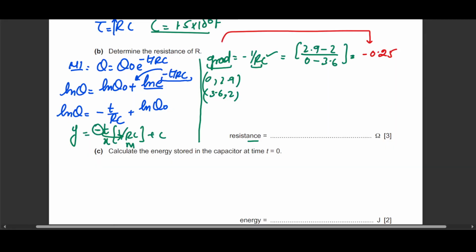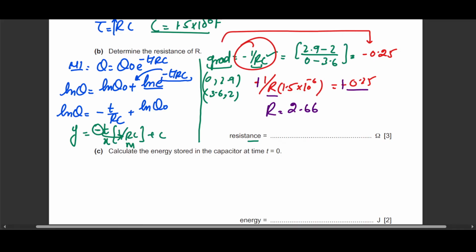So the gradient was equal to negative 1 over RC. So negative 1 over R times 1.5 times 10 to the power minus 6 equals negative 0.25. You can very clearly see that the negative sign will be cancelled out in this equation. Replace and you find that R is equal to 2.666 and so on. Recurring decimal becomes 2.67, which finally becomes 2.7 times 10 raised to power 6 ohms.